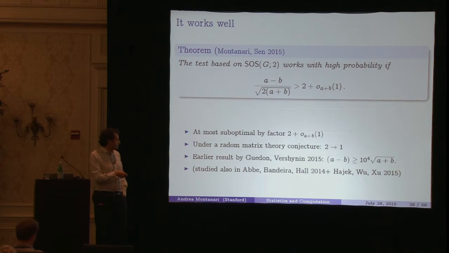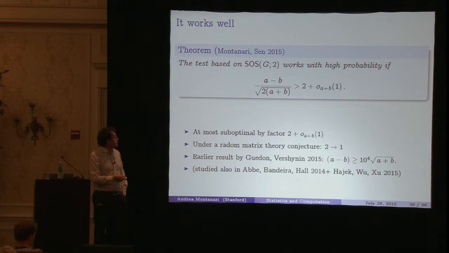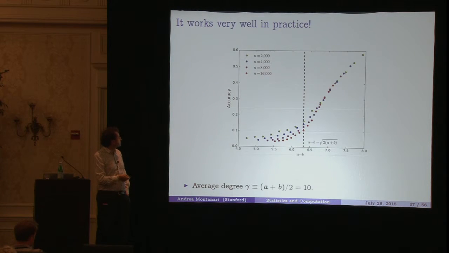So this same SDP, of course, was analyzed by others before, and the best result before this was by Guédon and Vershynin, who proved basically the same with a slightly worse constant. And in a different regime also, Abbe and Bandeira, Hall and collaborators.